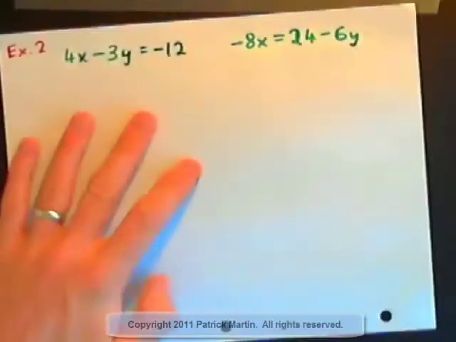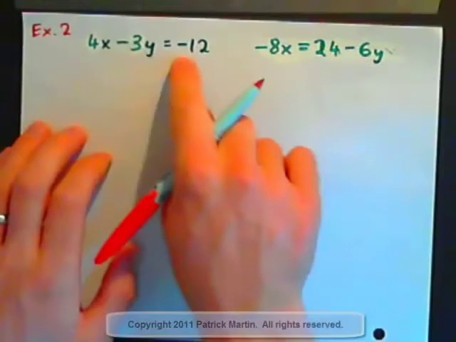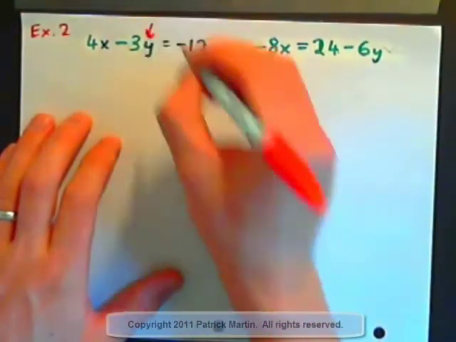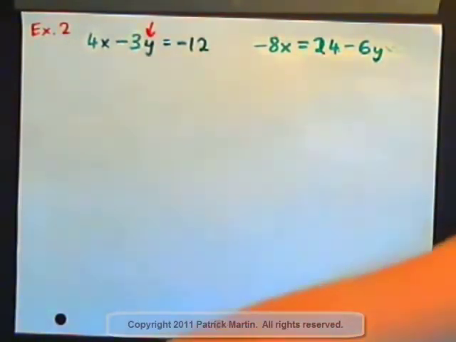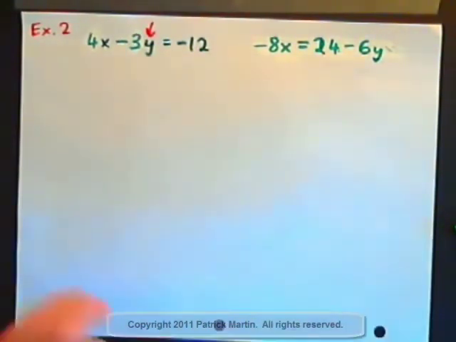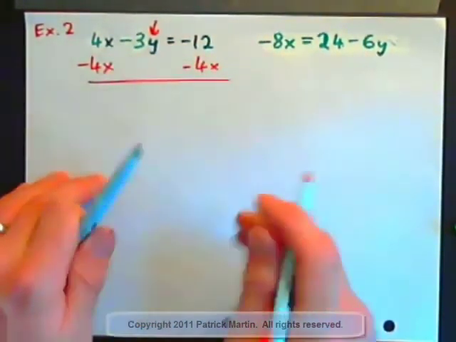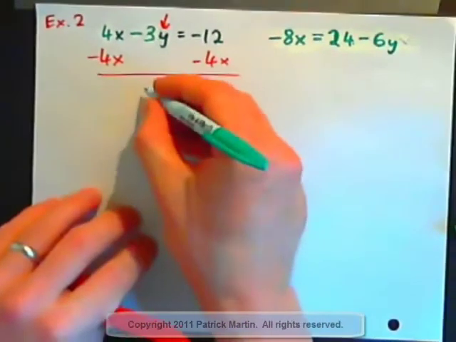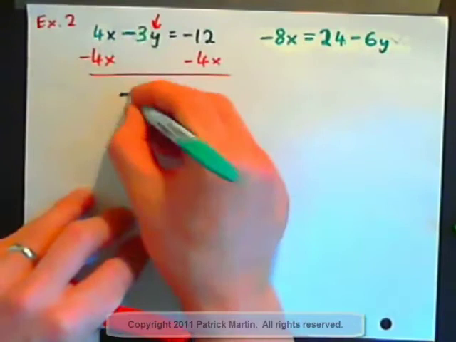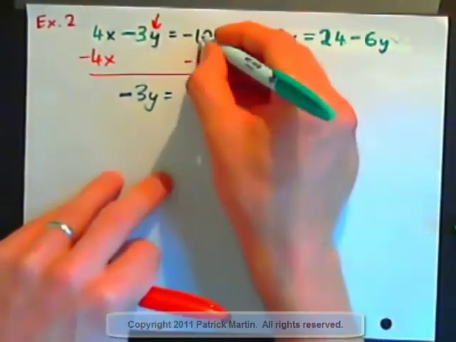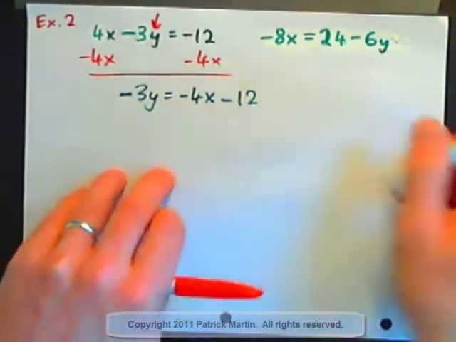So let's have a look at a theoretical example. 4x minus 3y equals negative 12. Solve that for y. Press pause and see if you can do it. Now I'll do it. I need to first subtract 4x from both sides because I want to get the y by itself. So I don't just have 3y on the left, I have negative 3y. This negative has to stay there. And this is equal to negative 12 minus 4x, or even better, negative 4x minus 12.